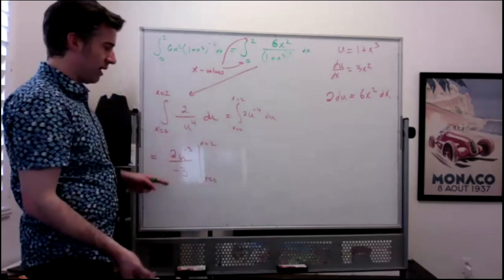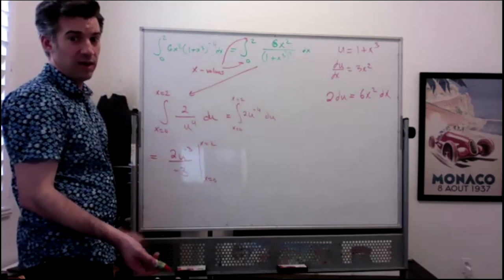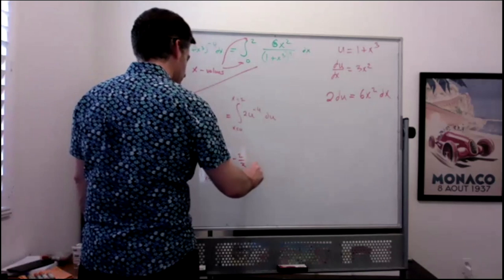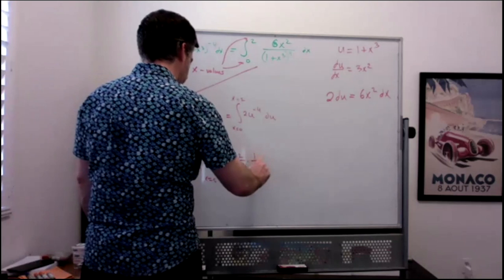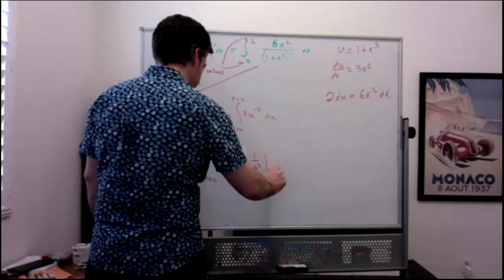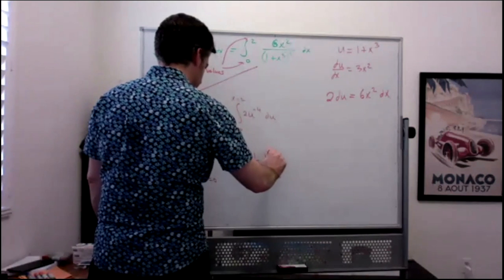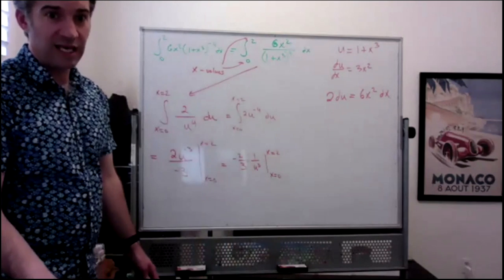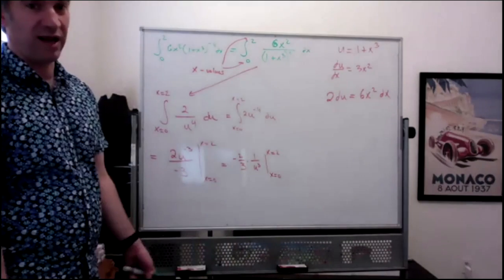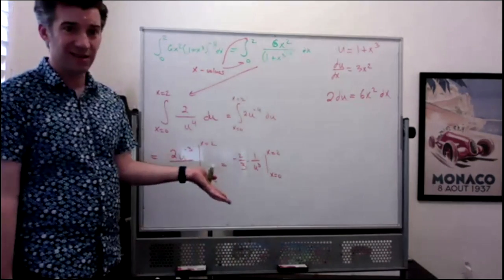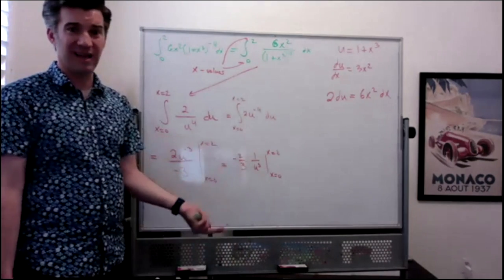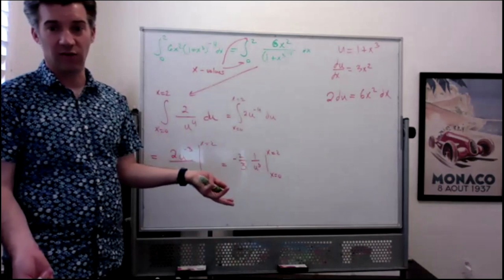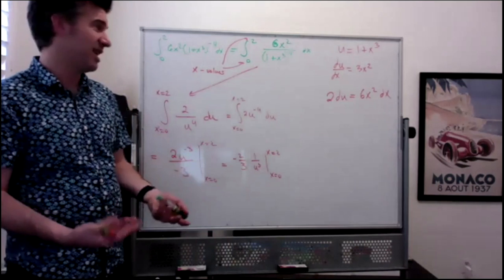And then I'm going to rewrite this so it's a little bit easier to work with. I'm going to write this as negative 2/3 times 1 over u cubed from x equal to 0 to x equal to 2. And I really want to point out here, even if I wanted to plug in 0 for x or 0 for u, I couldn't. 1 over 0 cubed is undefined. So I can't plug in 2 for u and 0 for u because those aren't the u values, those are the x values.